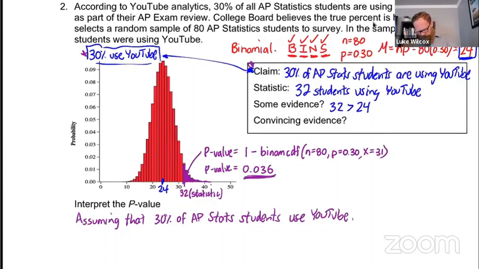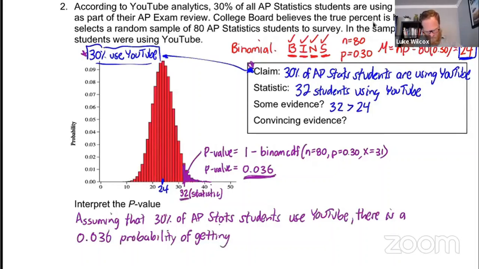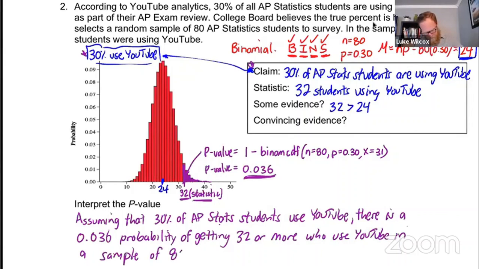So we're going to say there is a 0.036 probability of getting, now let's look at our picture here, and our picture says 32 or above. That's what we have shaded in purple here. So it's a 0.036 probability of getting 32 or more who use YouTube in a sample of 80 purely by chance.